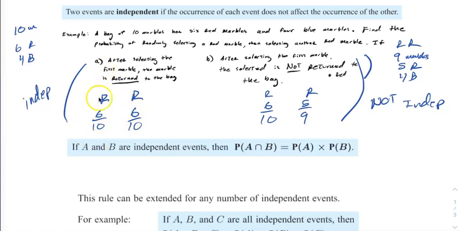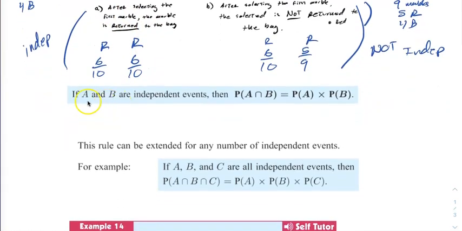So when the first event and the second event have no effect on each other, because we return the marble, then it's called an independent event. And the way you find the odds of this happening and that happening is right here. You just multiply them together.